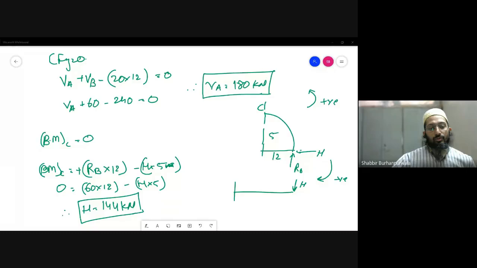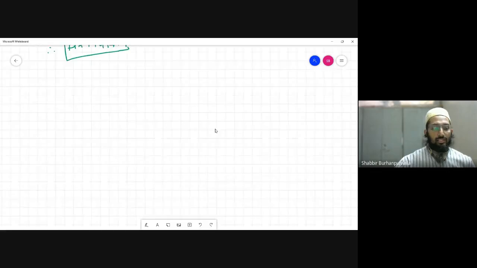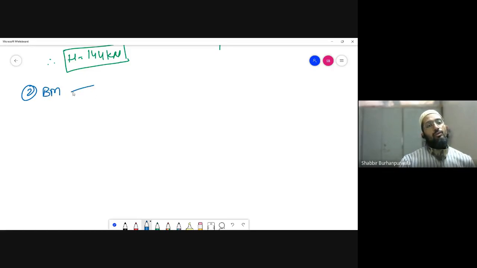Okay, so it is clear up to this point. We have calculated the value of horizontal thrust. Now we need to determine the bending moment. The second part of the problem is determining the bending moment. Now for bending moment also there are two parts. You have to determine for AC, and you have to determine for BC. So first we'll consider AC.